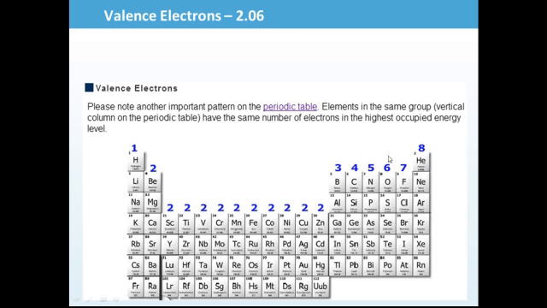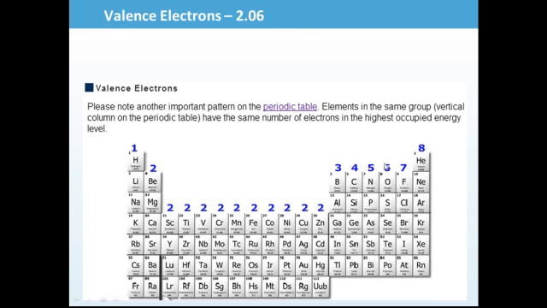Oftentimes atoms are going to bond in order to lose or gain electrons to either fill or empty their valence shell, whatever is easier. And when I say easier, that means less energy. Atoms are kind of lazy too. They don't like to use a whole lot of energy. So whatever they can do to use the least amount of energy, that's what they're going to do. And that's what I refer to as being easy.